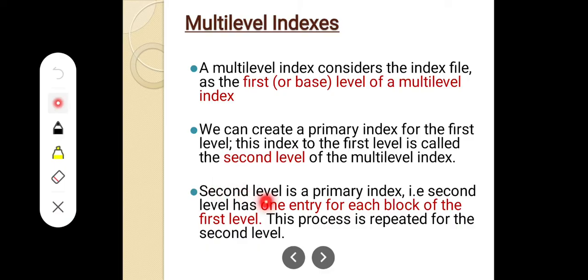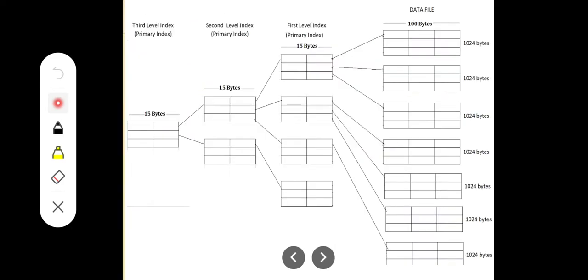The second level index is a primary index. That is, the second level has only one entry in each block of the first level. Clear? So in this example we have considered that the first level index is also a primary index, the second level index is also a primary index, and the third is also a primary index.